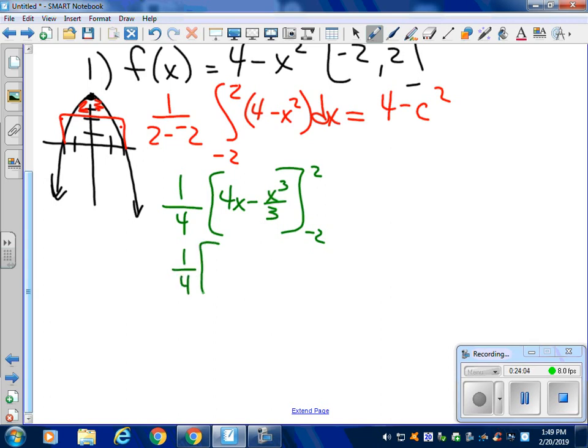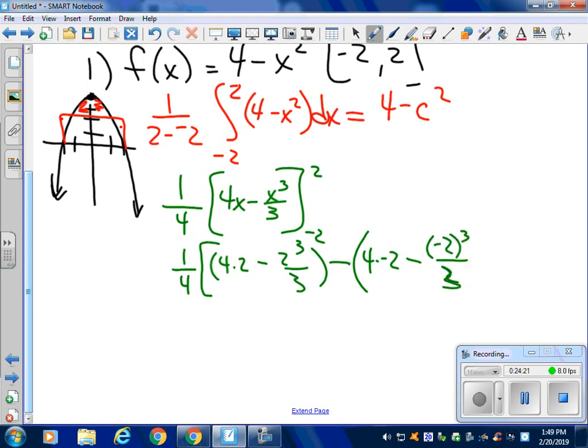So now we're going to plug in 2 first. Minus 2 cubed over 3, minus putting in negative 2, 3. And when we get done with all of that math, we're going to multiply it by a 4th, and we're not even looking at the other side yet.